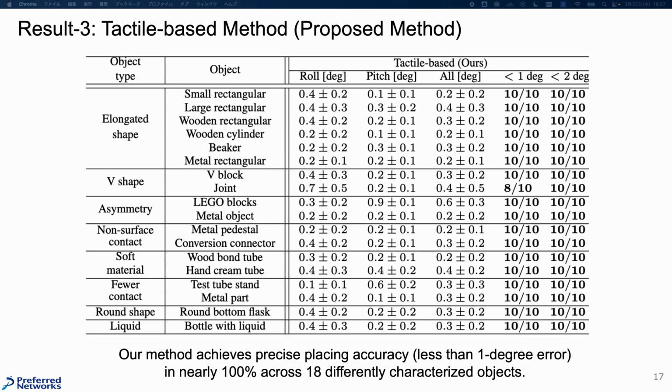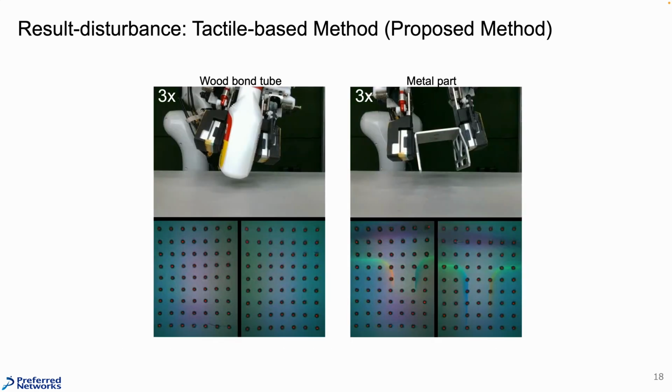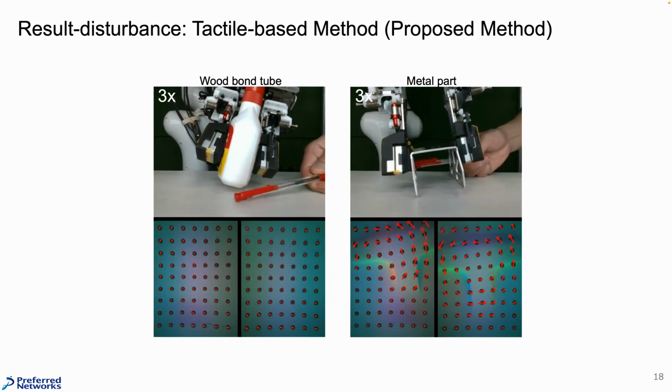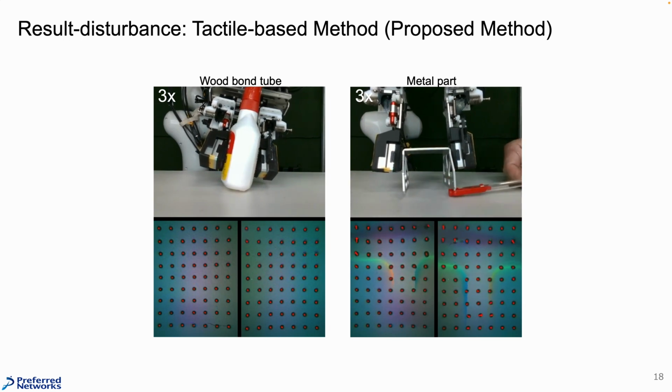The proposed tactile sensor-based approach can achieve stable placing with high accuracy, less than 1 degree error, in nearly 100% of cases across all objects, highlighting its potential as an effective force sensor alternative. Even if the robot is disturbed during the stable placing process, it can be seen that stable placing is still achieved.